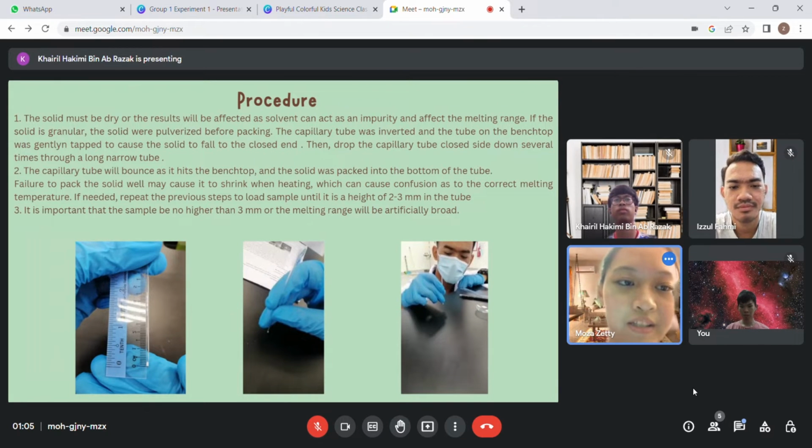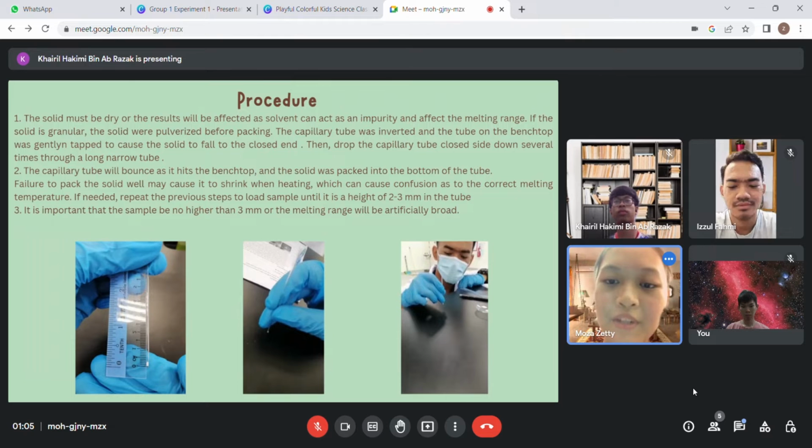Procedure 1. The solid must be dry or the result will be affected, as solvent can act as an impurity and affect the melting range. If the solid is granular, pulverize it before packing. The capillary tube was inverted and the tube on the bench top was gently tapped to cause the solid to fall to the closed end.